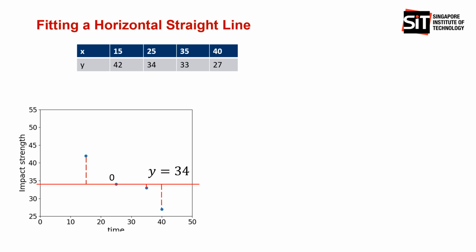Going back to our data, let's consider how good fitting a horizontal line to the data will be. Let's choose a horizontal line whose value is the average of the data. The average is obtained by summing up the individual y values and dividing by the number of them. In this case, our average is 34.